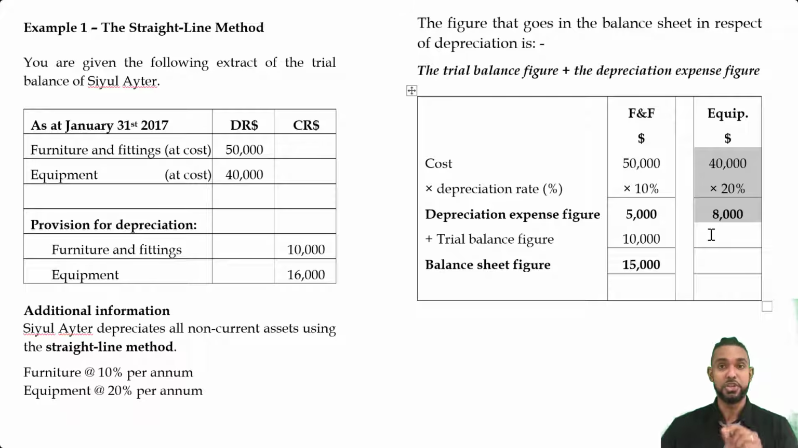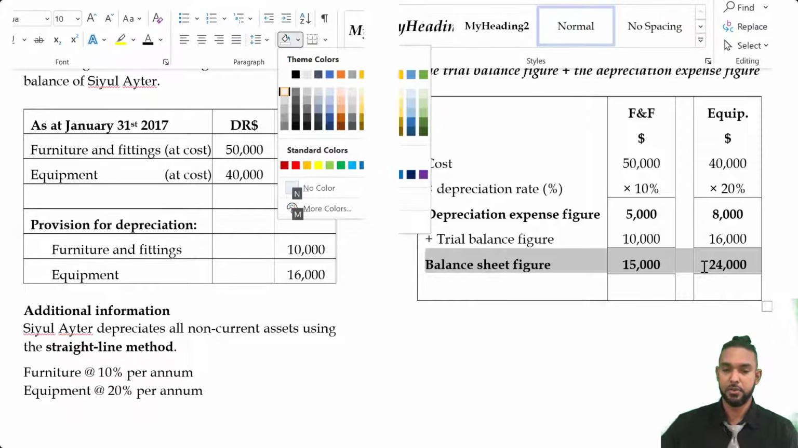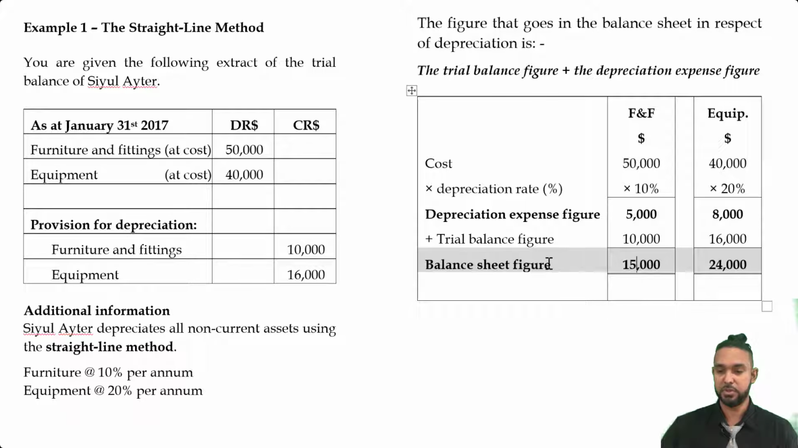Now, that's the depreciation expense figure. That's the income statement figure. What are we looking for? A balance sheet figure. How do we get that? Depreciation expense figure, the expense figure, plus the trial balance figure gives us the balance sheet figure. What's the trial balance figure for the provision for depreciation for equipment? 16? Right, so we're going to take 8, add 16, and we're going to get 24. And these figures here, those are the balance sheet figures. So these figures are going to go in our balance sheet extract, which I'm going to show you now.